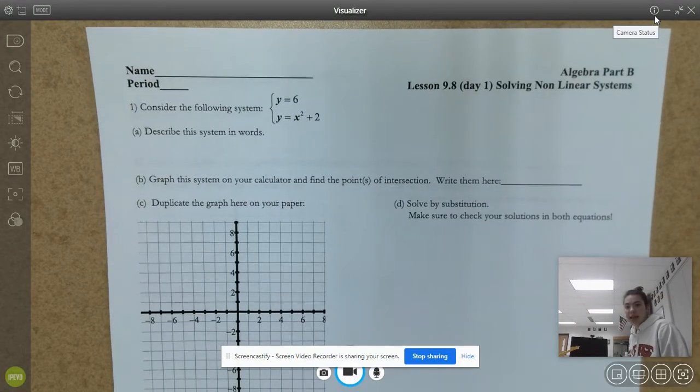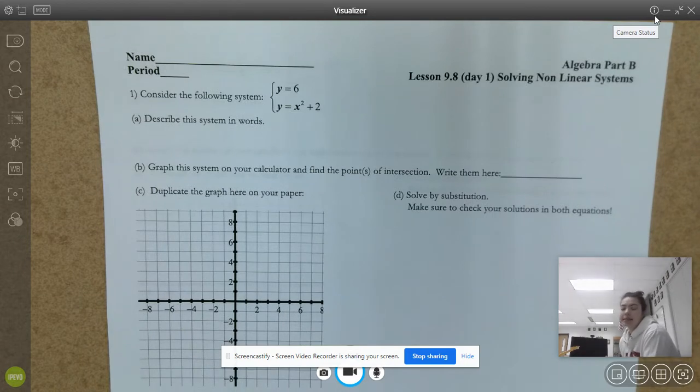Miss Shaw here, and today we're going to go into lesson 9.8, day 1, which is solving nonlinear systems. If we think back to first semester, we worked in systems of equations with linear lines, so lines that were straight, whether they were vertical, horizontal, or on the diagonal, but they were straight lines. They were not anything raised to a power of 1 or more. They were only raised to a power of 1.